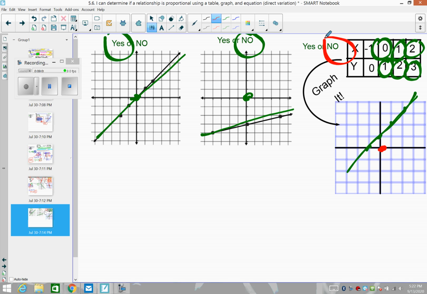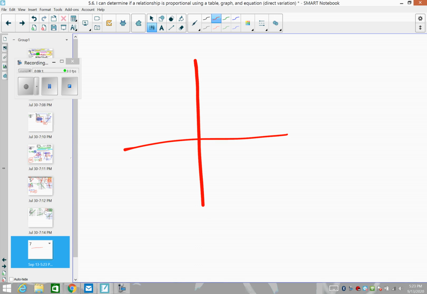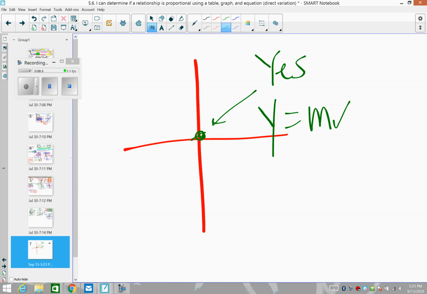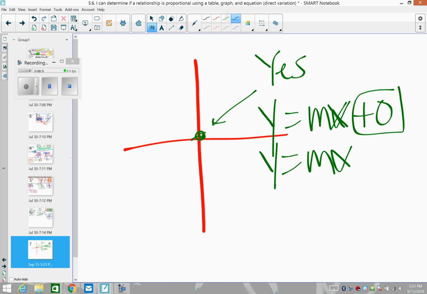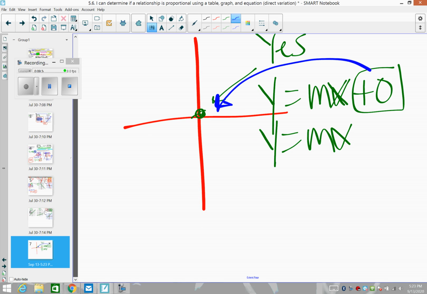No. So our lesson today is on something called direct variation. Essentially, you're just looking to see, does the line hit the origin? So that's yes if it hits, no if it doesn't. You're also in equation form looking for y equals mx plus nothing. So just a y equals mx, because that guarantees then that your y-intercept is 0. That's it for our lesson today on direct variation and whether or not a table, graph, and equation is proportionate.